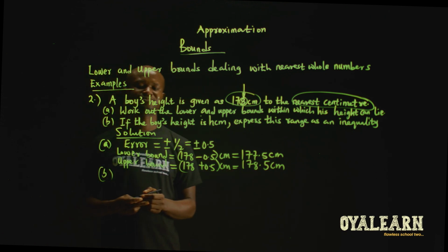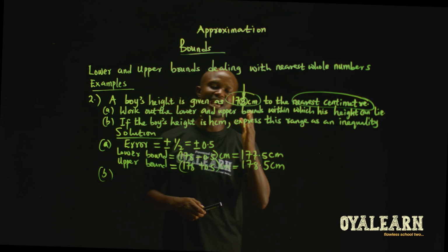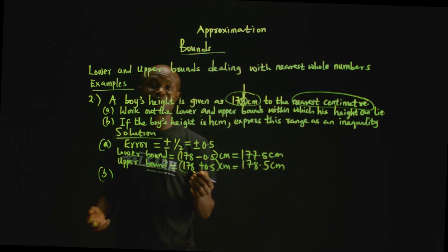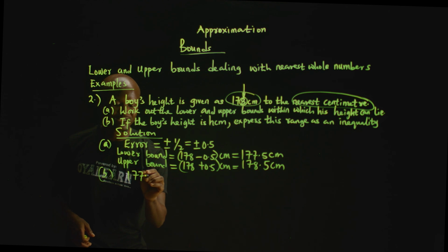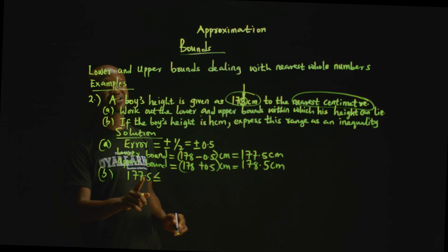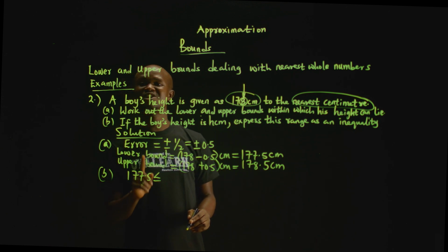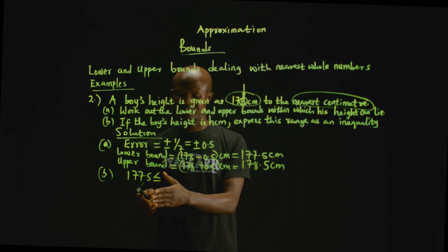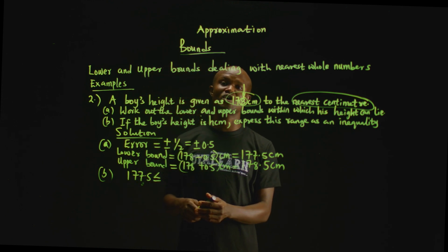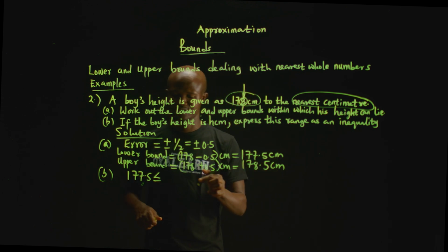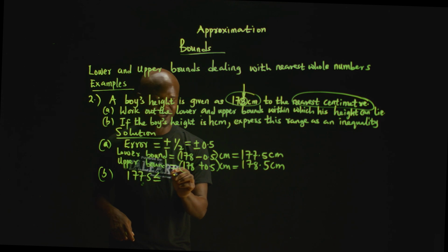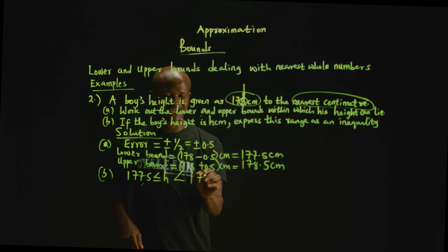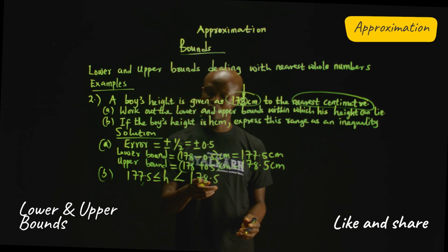Now part B. If the boy's height is h centimeter, express this range as an inequality. Now we are going to have what? 177.5 less than or equal to, because by the time you approximate 177.5 to the nearest centimeter or to the nearest whole number, what do we have? It will give us 178. Then less than or equal to what? H. Then less than 178.5.